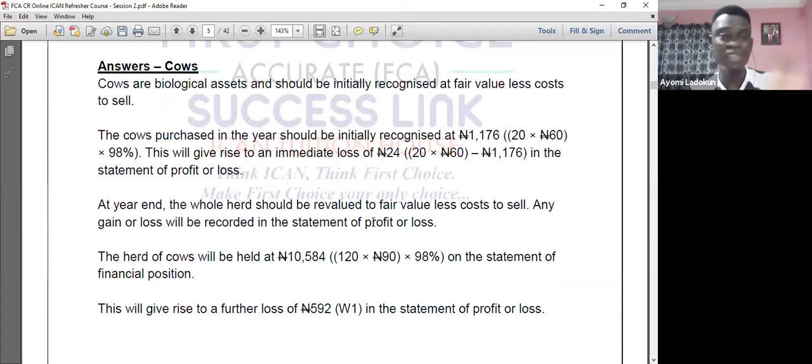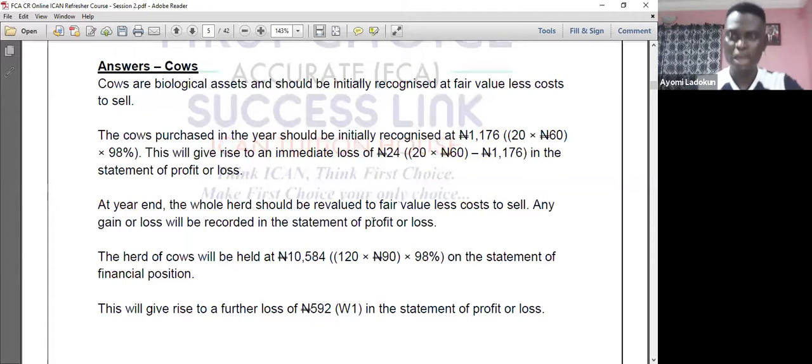Everything around IAS 41 is fair value less cost to sell. That's just the shortcut. So IAS 41 says at the point of harvest, you must measure all your agricultural produce at fair value less cost to sell. It's also possible that gains and losses may arise. So when gains or losses arise, you take them to the profit or loss account.